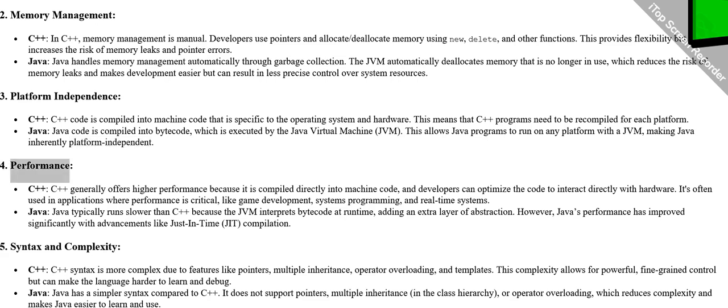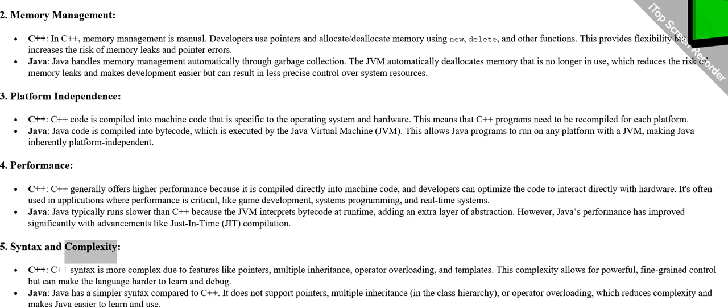4. Performance. C++. C++ generally offers higher performance because it is compiled directly into machine code, and developers can optimize the code to interact directly with hardware. It's often used in applications where performance is critical, like game development, systems programming, and real-time systems. Java. Java typically runs slower than C++ because the JVM interprets bytecode at runtime, adding an extra layer of abstraction. However, Java's performance has improved significantly with advancements like just-in-time, JIT, compilation.